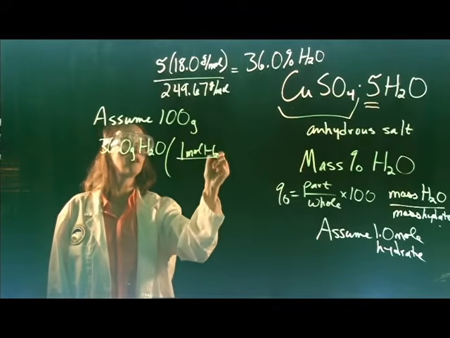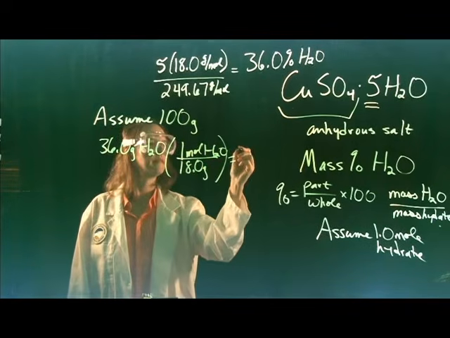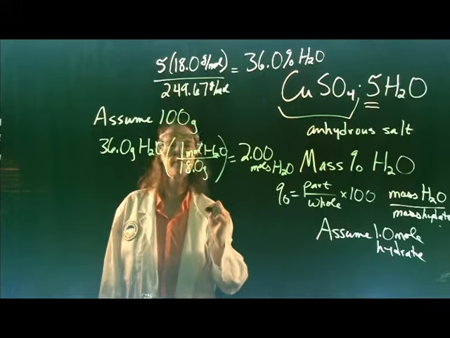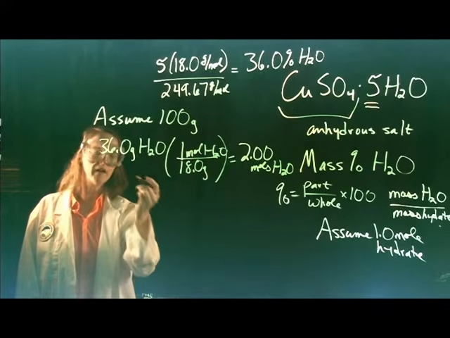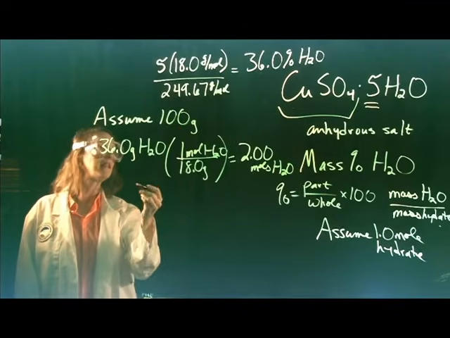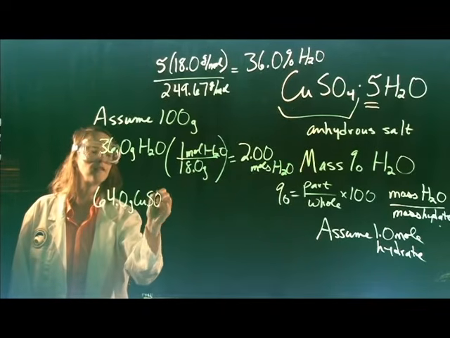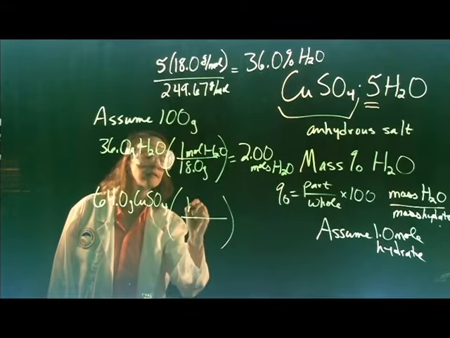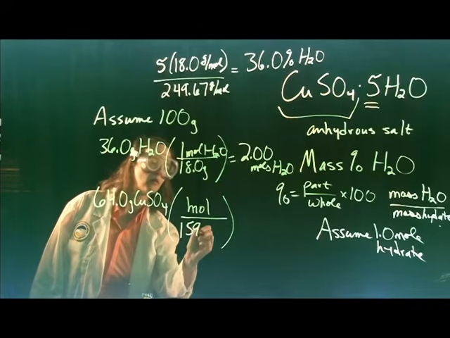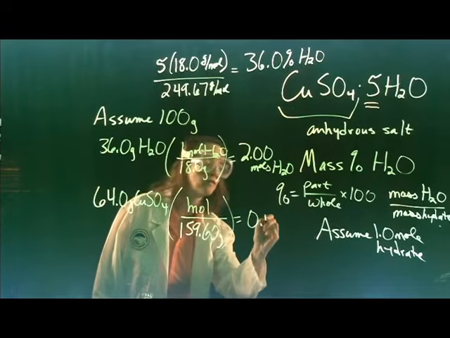So for every 1 mole of water, there are 18 grams. That's 2 moles of water. And if we take the rest of the mass, if we're assuming there's 100 grams, then 100 minus 36 would be the number of grams of copper 2 sulfate. That's 64 grams of copper 2 sulfate. And if we use the molar mass, for every 1 mole, we have 159.6 grams. That's the molar mass of copper 2 sulfate, and that results in 0.401 moles.